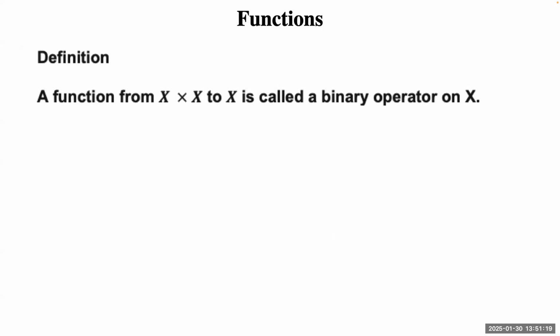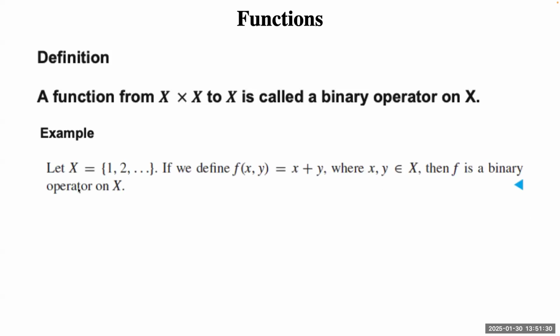Another definition: a function from X cross X to X is called a binary operator on X. Example, let X be 1, 2, 3 on up to infinity, and we define f of (x, y) to be x plus y. Where (x, y) is an element of X cross X, f is a binary operator on X. In other words, I'm taking an ordered pair (x, y), plugging it into a function to get one number out. And it's called a binary operator.